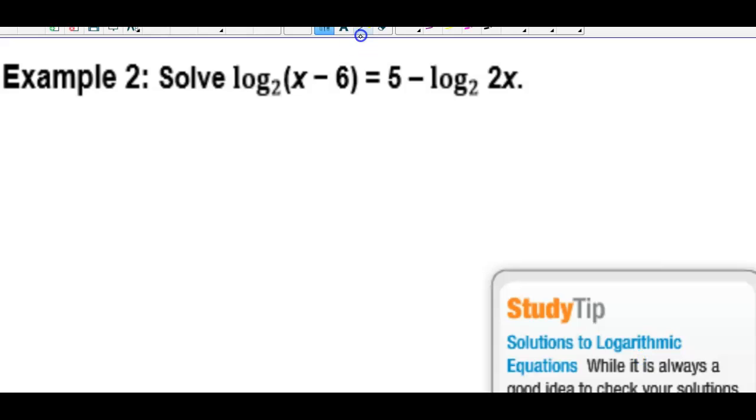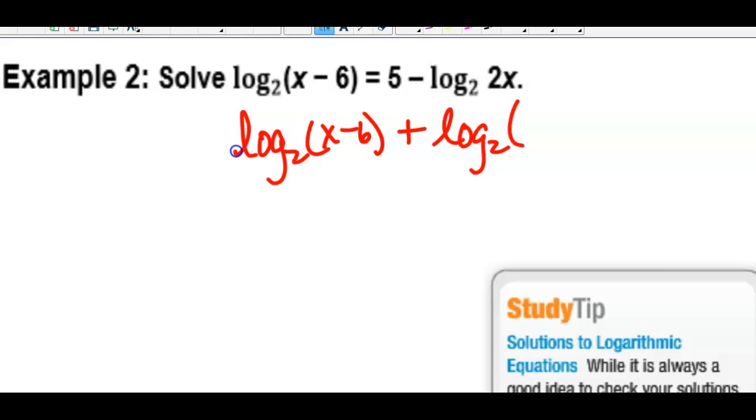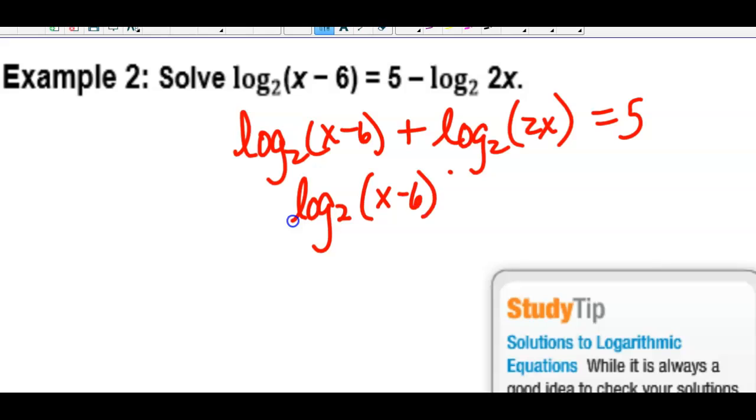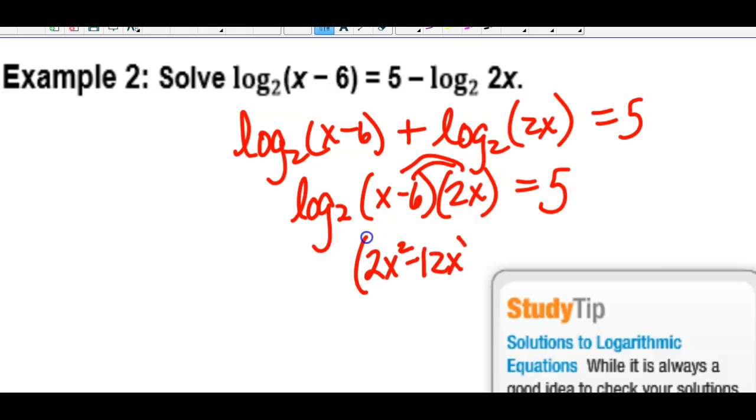This second example, because this guy doesn't have a log, we can't do anything with that. So I'm going to move the logs over to one side, equal to 5. And then because it says plus, I can multiply them. I have to condense them into a single log. That's the whole reason we had to learn that silly section on properties of logs. All right. Then when we combine these, we're going to FOIL this in here and get 2x squared minus 12x.